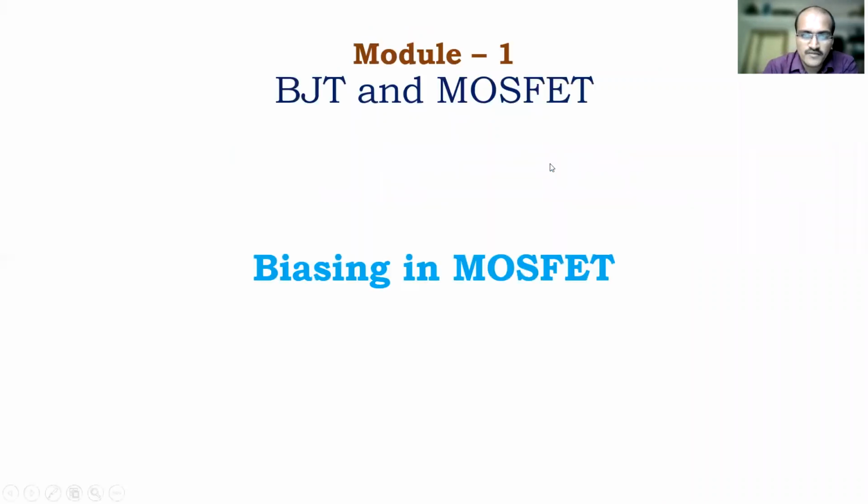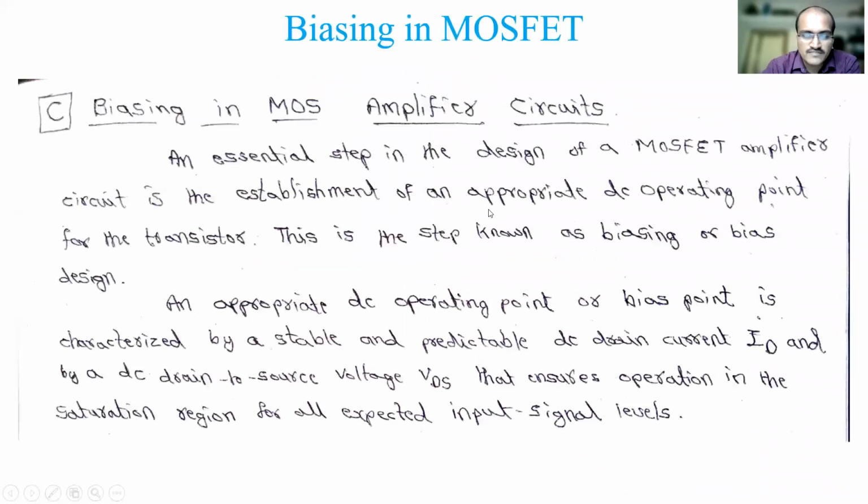So we'll take the MOSFET biasing. Although I started with it earlier, I will take it up once again, so quickly we can revise. What is biasing in MOSFET? As we have discussed in BJT also, there are a few things. Whenever we say biasing, you have to make the MOSFET work, so it should be on. That means you should establish an output current.